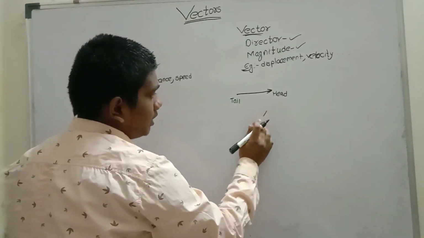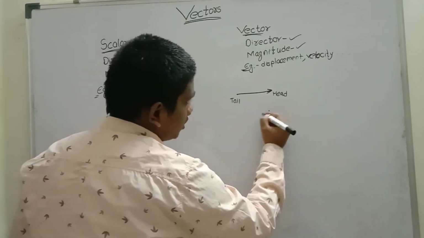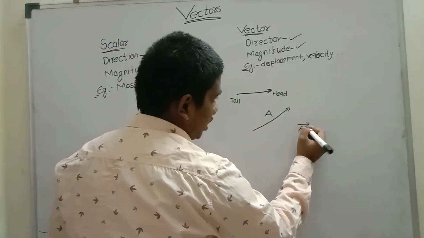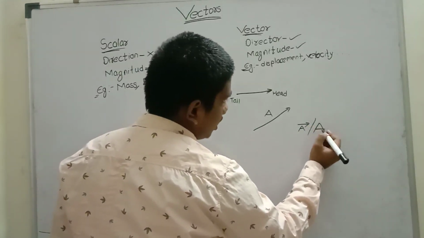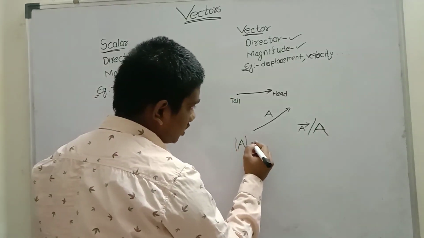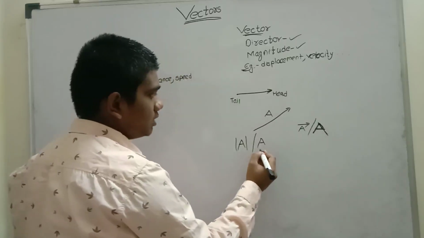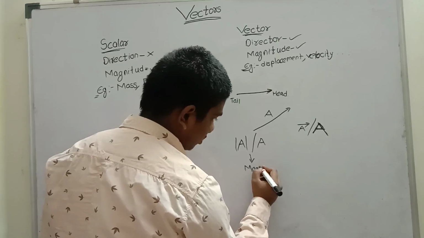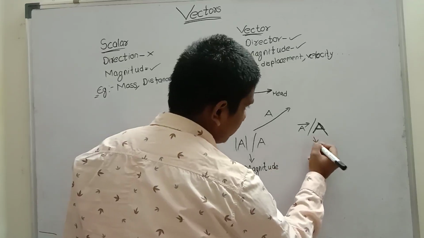and this is called the head. A vector can be represented by, let us say, vector A. It can be shown as A with an arrow on top, or bold A. Whereas if you write modulus of A, or simply A, not bold A, this shows only the magnitude, not the total vector. Bold A shows the total vector.